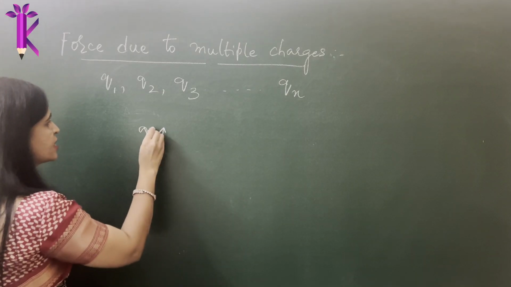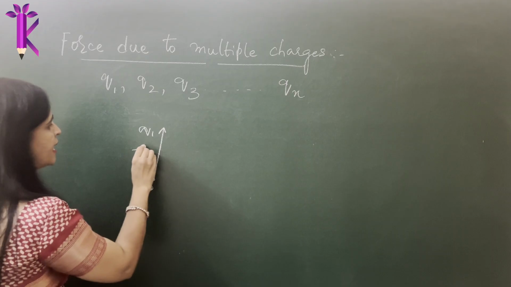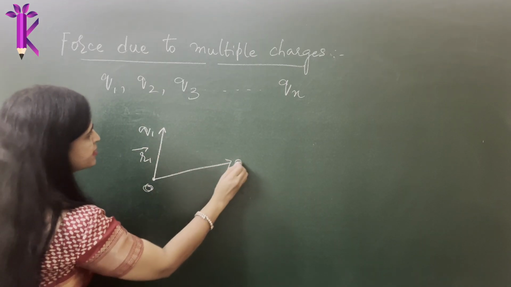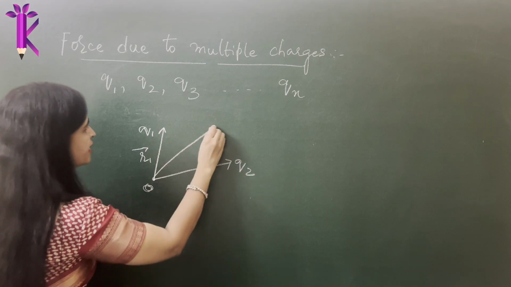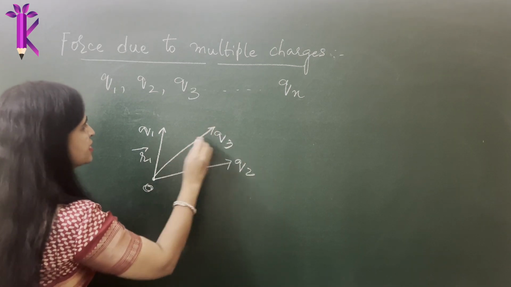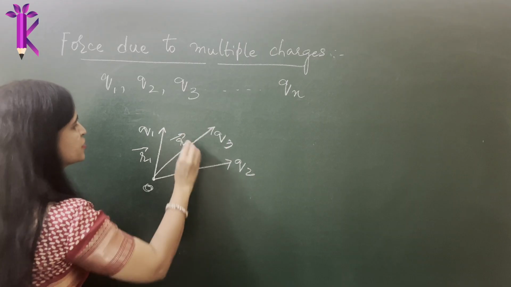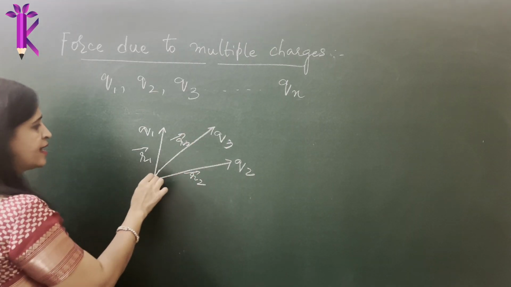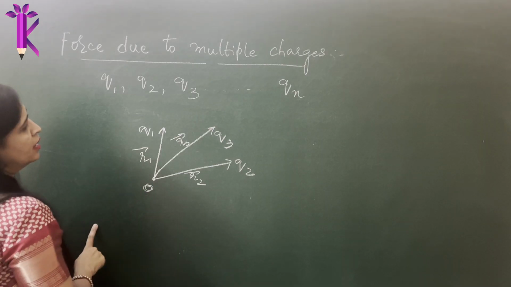I'll call this charge Q1, so this will obviously be R1. I'll call this charge Q2, and this charge Q3. So this will be R3, this will be R2. That is the position vector, which tells you how far away it is from a particular origin.